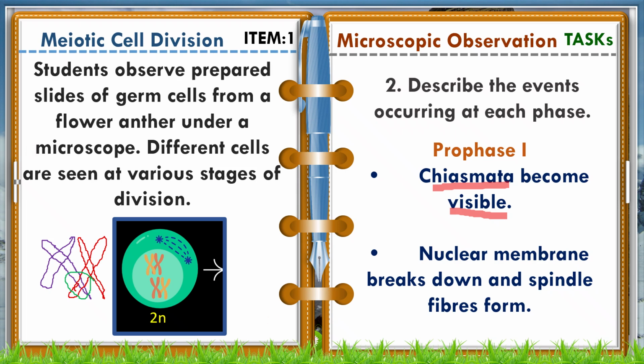Then another point, the nuclear membrane breaks down and the spindle fibers form. So when you look here, you will see that this nuclear membrane, which was surrounding the nucleus, it disappears, and then also the spindles start forming. So we form the spindles, but the nuclear membrane starts disappearing.